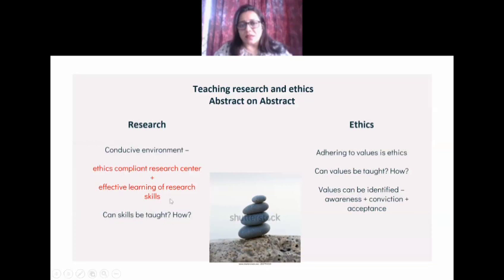Now, when we take up this specific topic of research and ethics, it's like playing with stones. You're keeping a smaller stone, and maybe you're keeping a larger stone on top of it and trying to balance. It is an abstract on abstract. And this is what we need to teach our students. So it requires a lot of brainstorming, a lot of innovative thinking, and putting to practice what you think is right and experimenting on it. It might work, it may not, but at least you know that that is not the right method. And somewhere at some point of time, this will get a concrete shape.